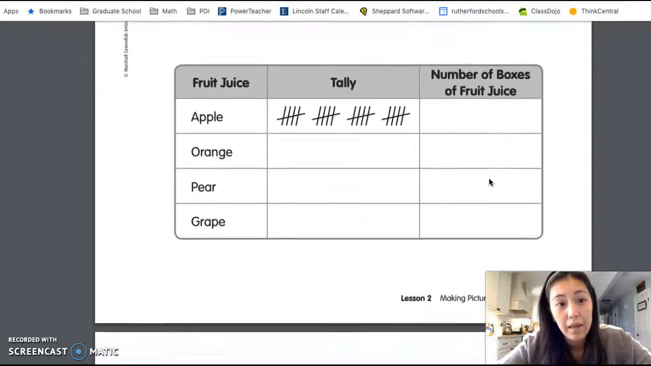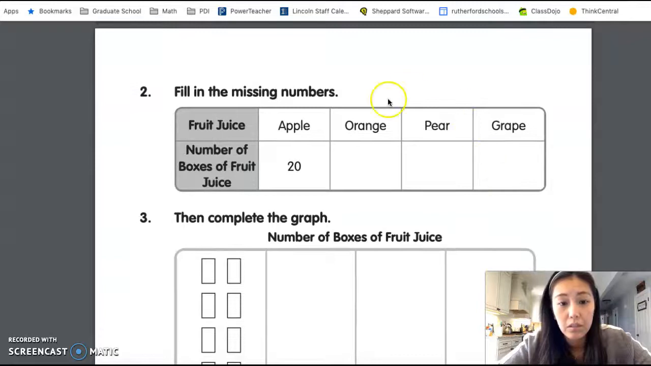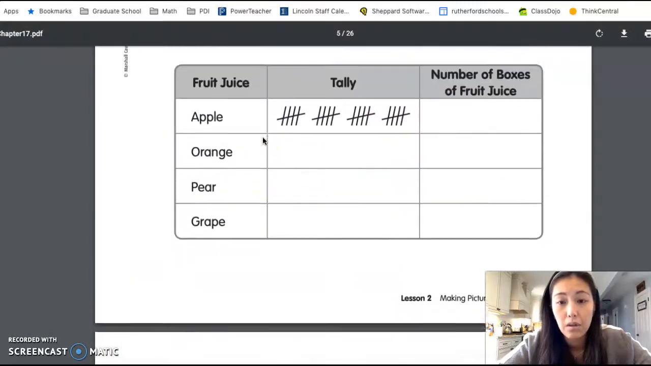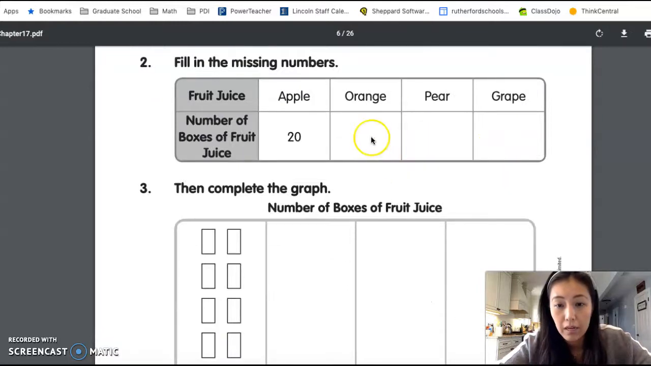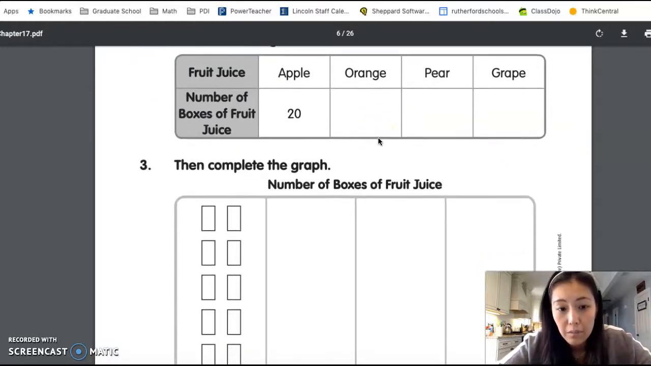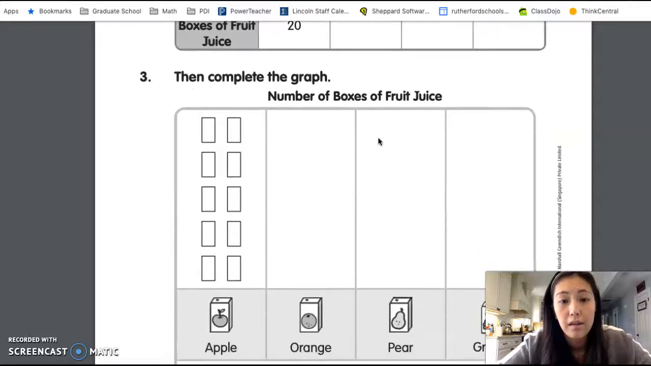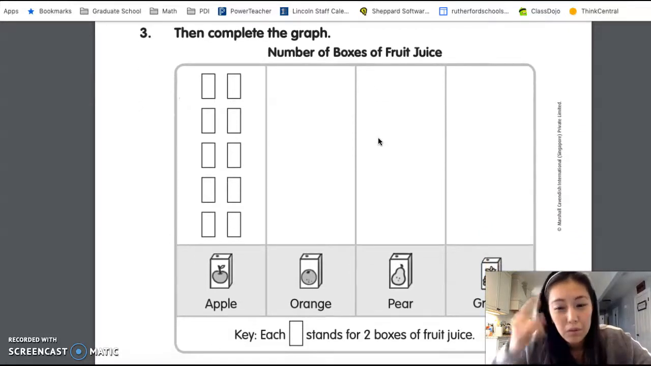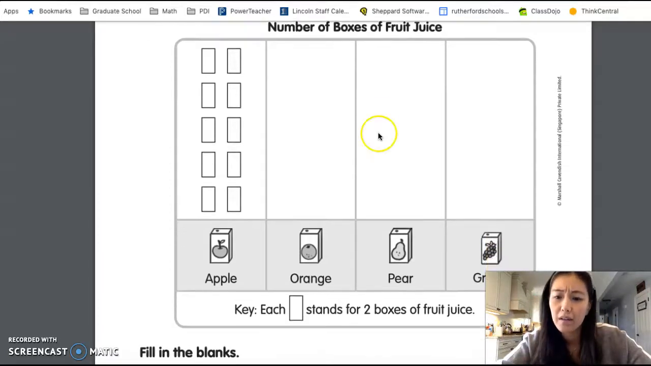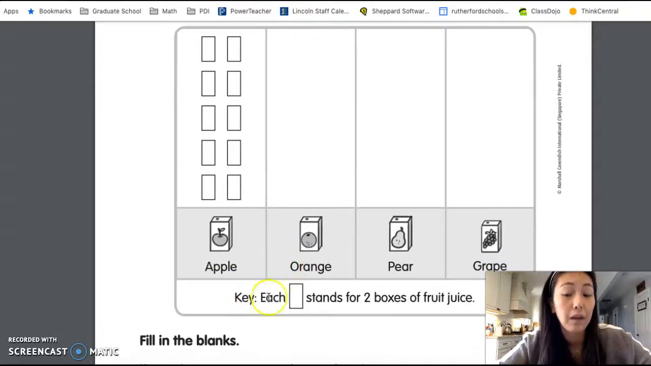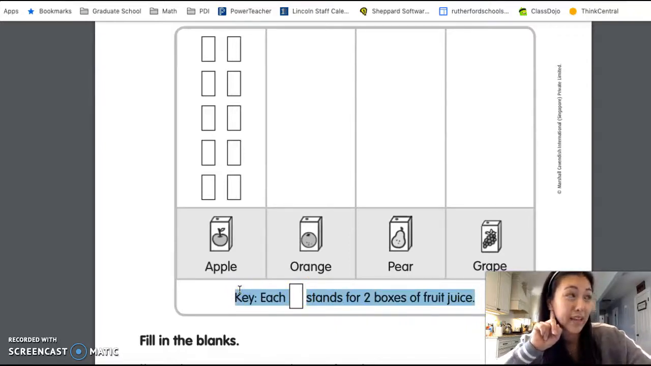Great job. Now what you're going to do, boys and girls, is you're going to fill in the missing numbers. So the number of boxes of fruit juice that you wrote here, for example, 28, you're going to write it again here. Now, some of us are going to continue working on the graph. What was the most important part to look at again? I forgot. But I remember Miss Laspiza said something last week. Can anybody remind Miss Laspiza what you need to look at? I can't hear you. Try again.